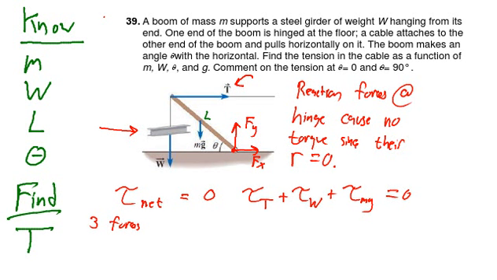So the torque due to the tension will be equal to negative, first of all, because the tension will make the boom rotate clockwise, T times L times the sine of this angle. So that will be equal to theta, so that'll be 180 degrees minus theta.